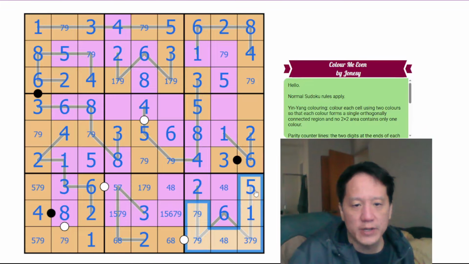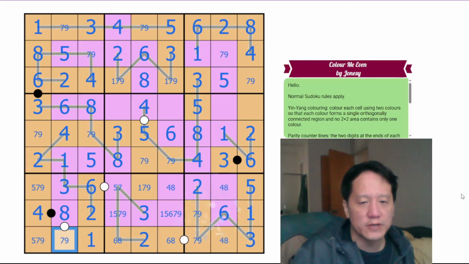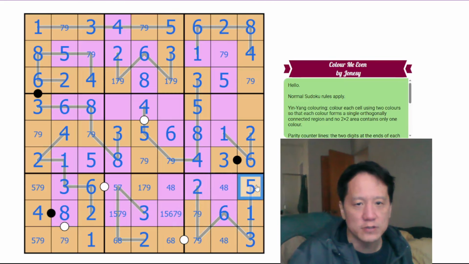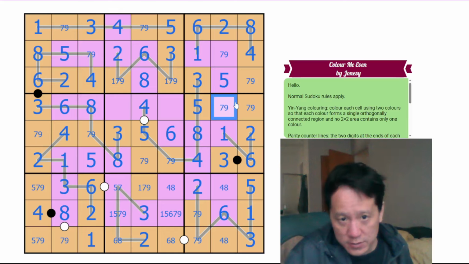We have a 7, 9 pair in box 9, so this can't be 7 or 9. It's 3. That we also have a 7, 9. That's 3 in the corner. We celebrate because we know we're close to solving it. This is 7 or 9 here. And this must be 7 or 9 here in box 6.